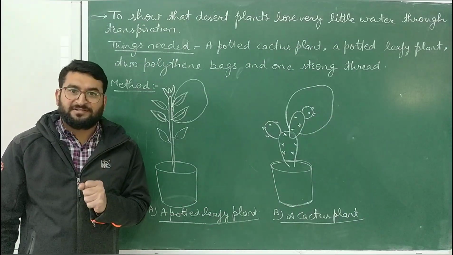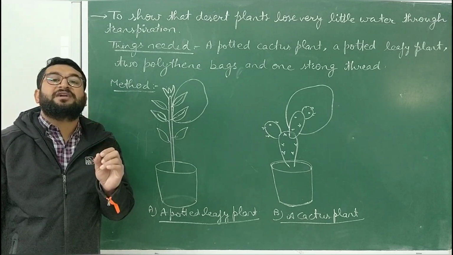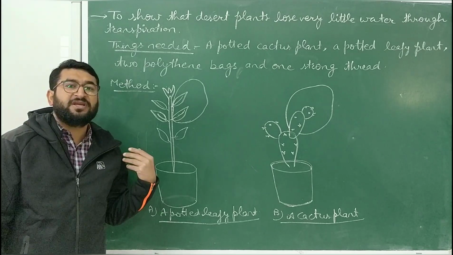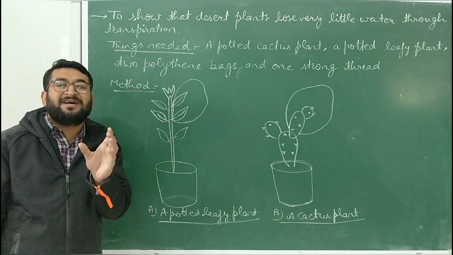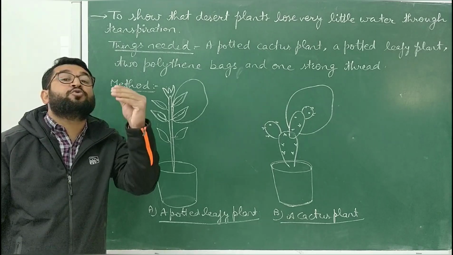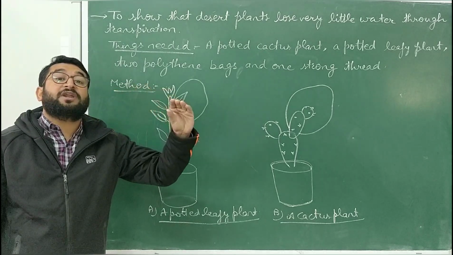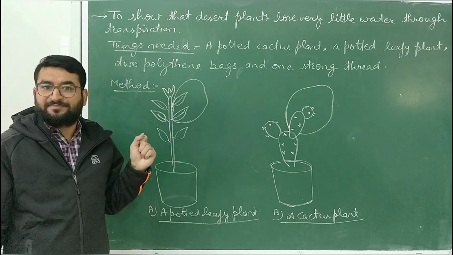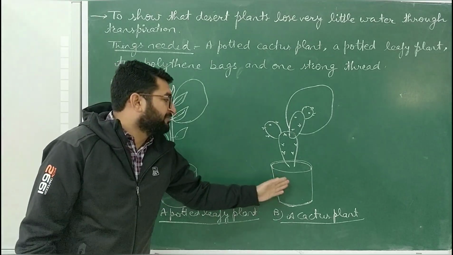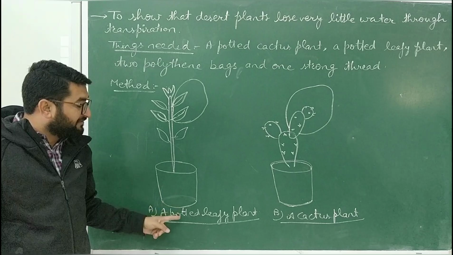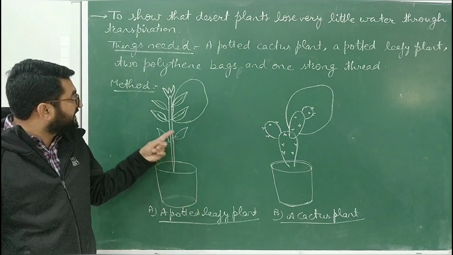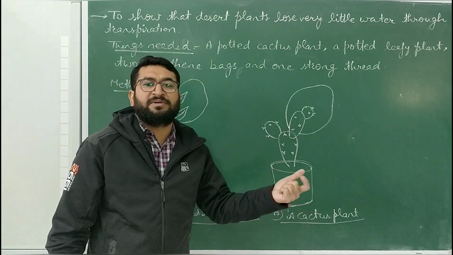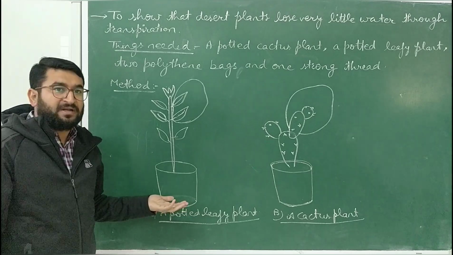A small activity which shows that desert plant will lose very less amount of water. We have discussed about the characteristics, bache. In that we have discussed that cactus has spines. The leaves are modified into spines so that the loss of water through transpiration is reduced. Now we'll discuss an activity. In this activity we require 2 potted plants. In one potted plant we require a leafy plant which has broad leaves like this. And the other one we require a cactus plant. It is very easily available. You can purchase it or you can grow them.